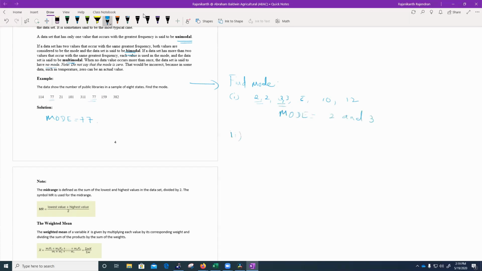So now what about this one? Suppose you have 2, 2, 3, 3, and 4, 4. Now what is the mode?